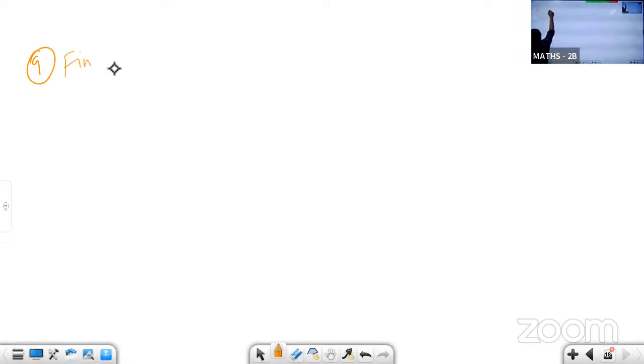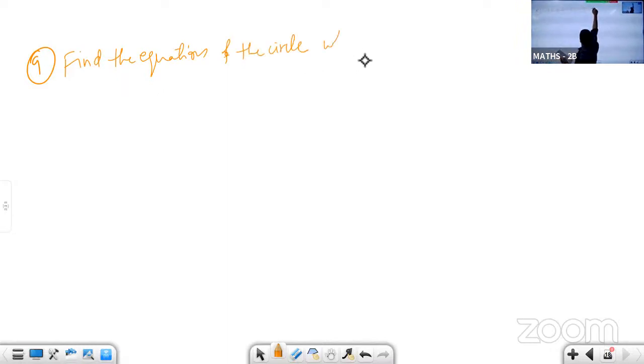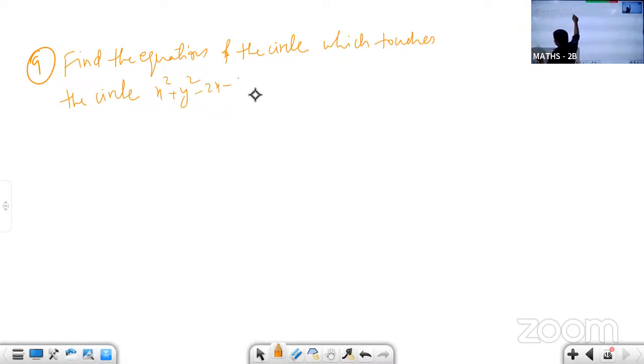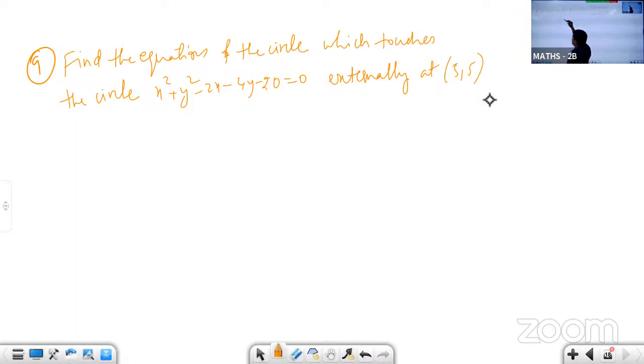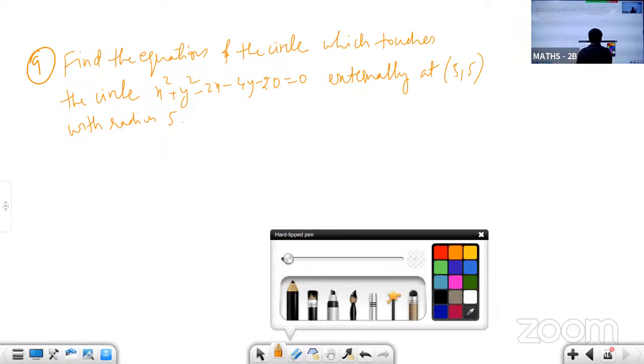Find the equation of the circle which touches the circle x square plus y square minus 2x minus 4y minus 20 equal to 0 externally at 5, 5 with radius 5.